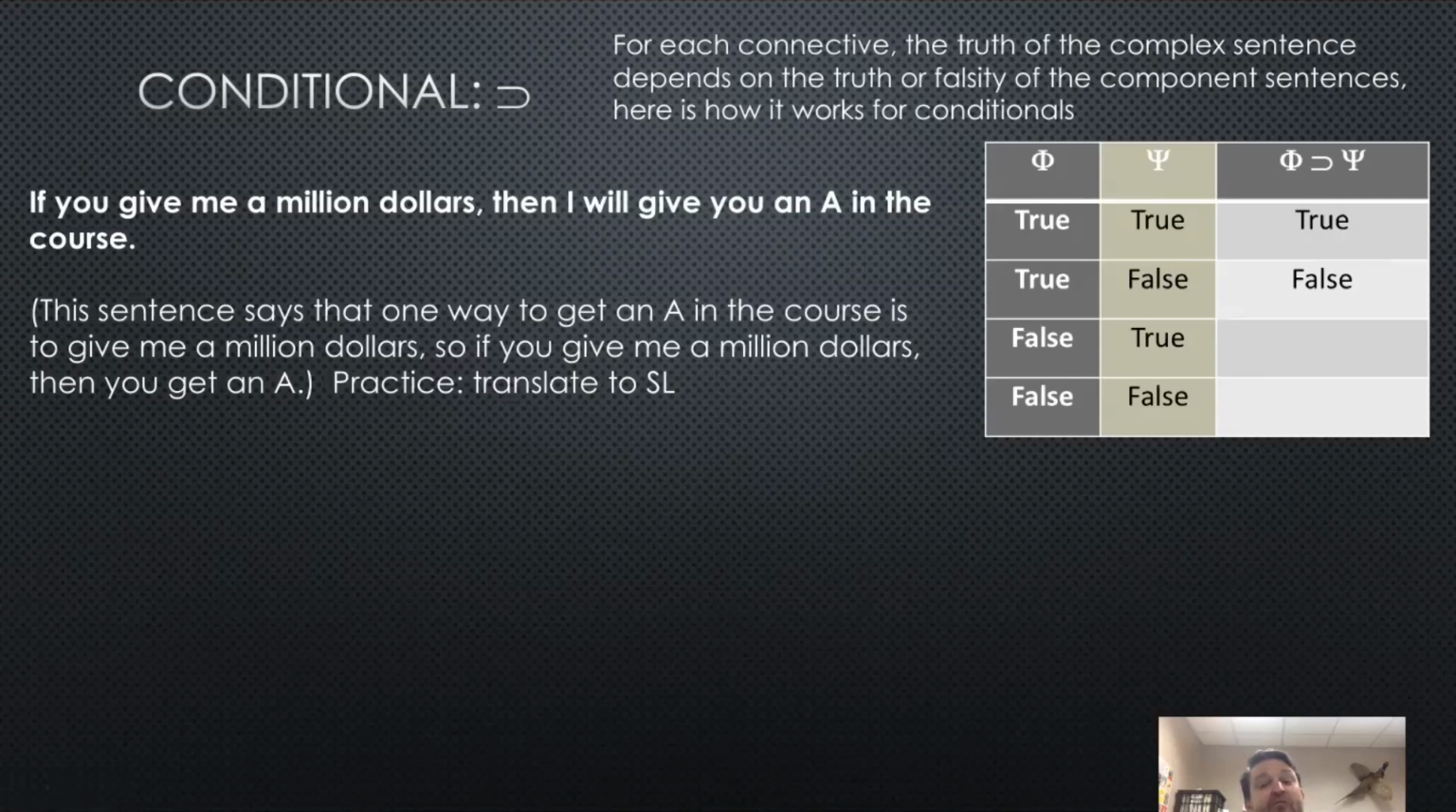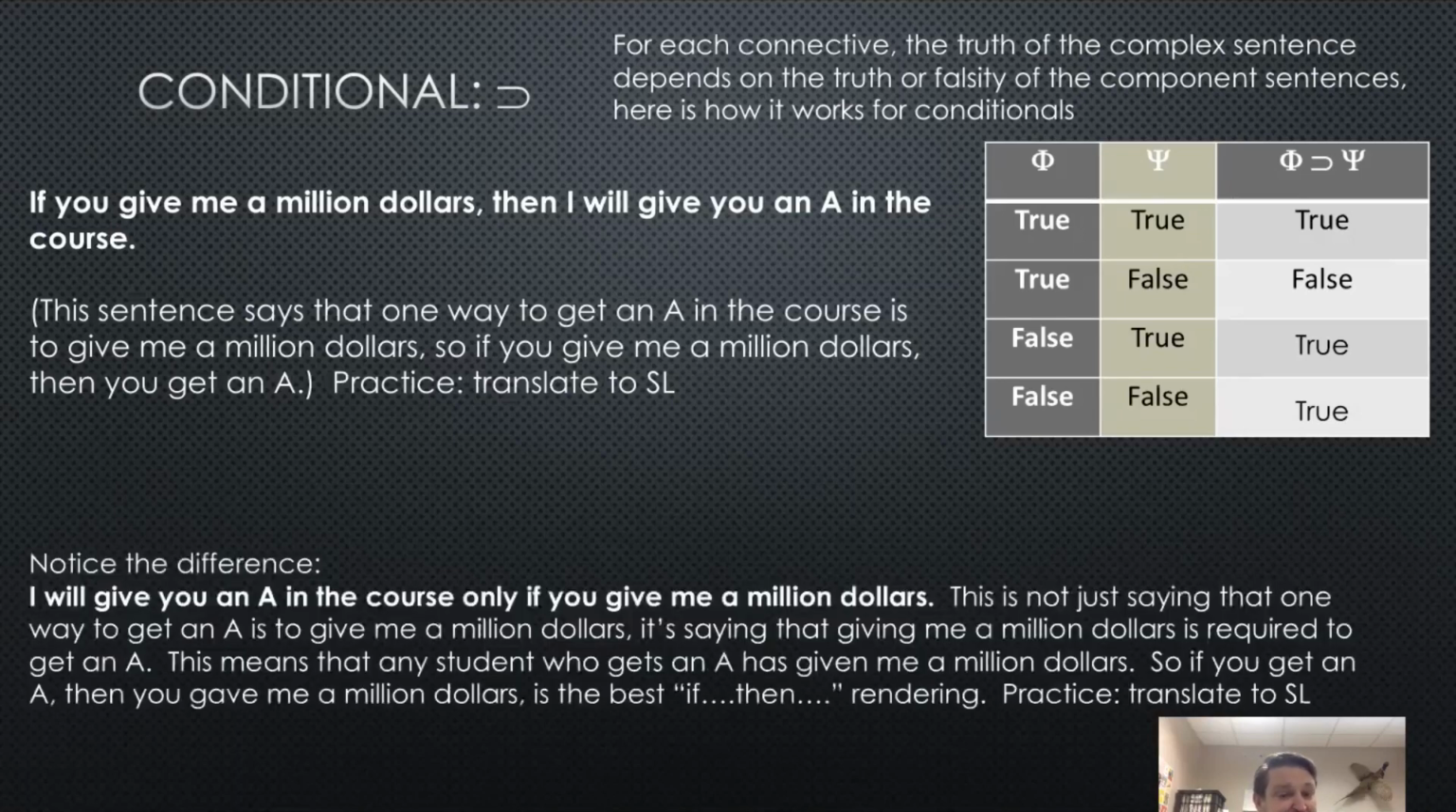Right? So this sentence says that one way to get an A in the course is to give me $1 million. So if you give me $1 million, then you will get an A. But it doesn't say the only way to get an A in the course is to give me $1 million. So in both cases, this sentence turns out true if the antecedent is false. In other words, the antecedent being false does not present a counterexample to the truth of this sentence. In the same way, we are shown that the sentence is false when you do give me $1 million and I don't give you an A.